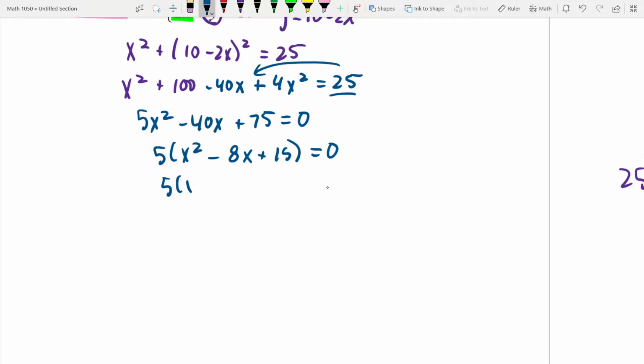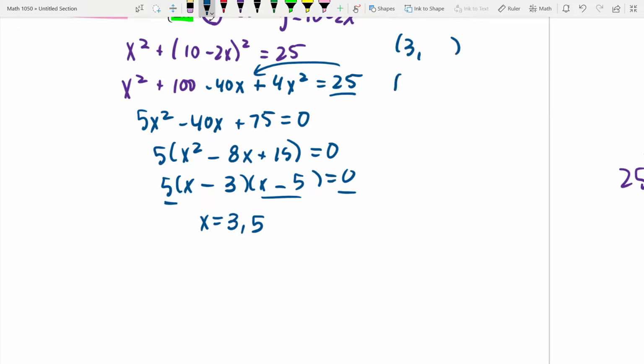Then you factor. So it goes to x and x. Signs are the same. They're both negative. 5 and 3 multiply to give me 15 and add to give me 8. The 5 is not equal to 0, so that's not going to give me a solution. The x minus 3 gives me a 3. The x minus 5 gives me a 5. So I'm going to come over here and go 3 comma something, 5 comma something. I know I have to write it as an ordered pair because it was given to me in equation form.